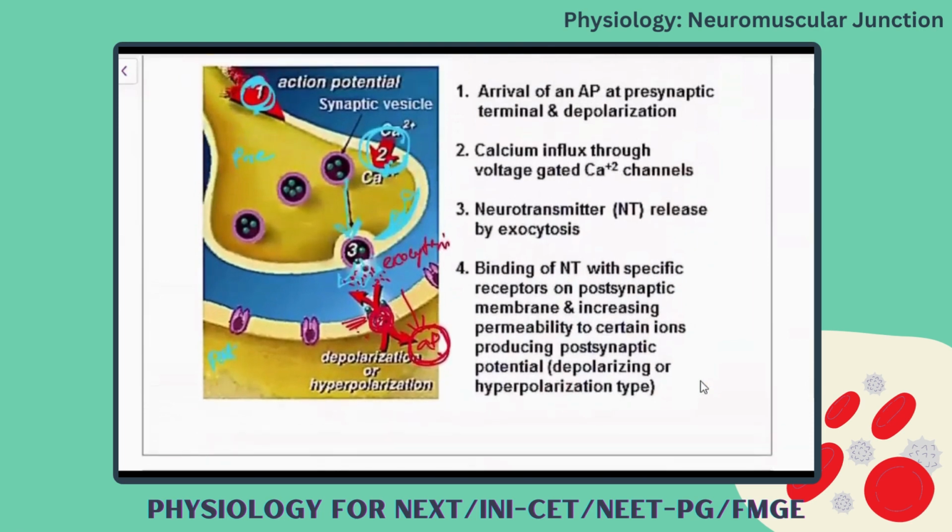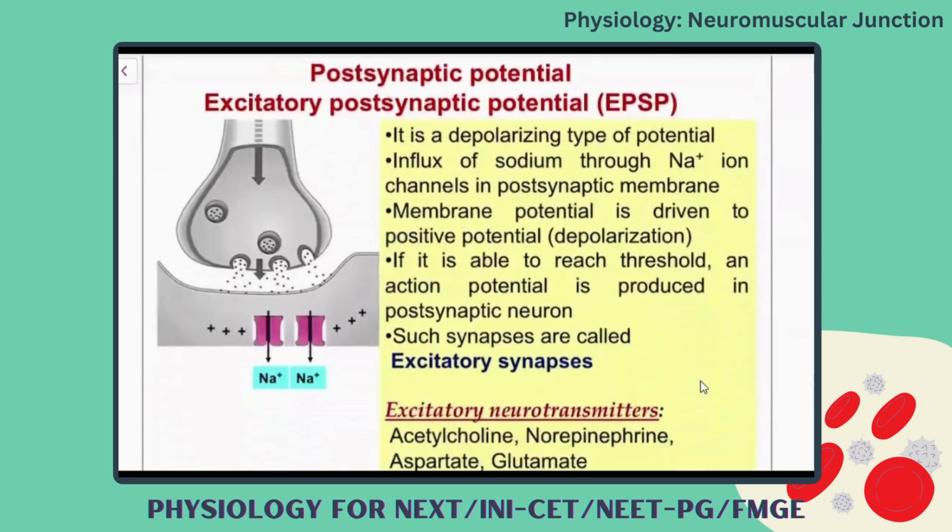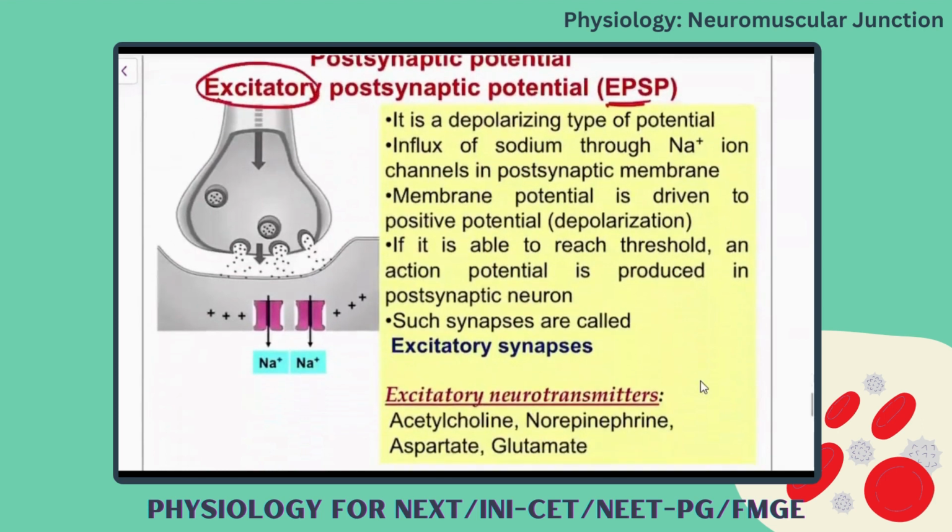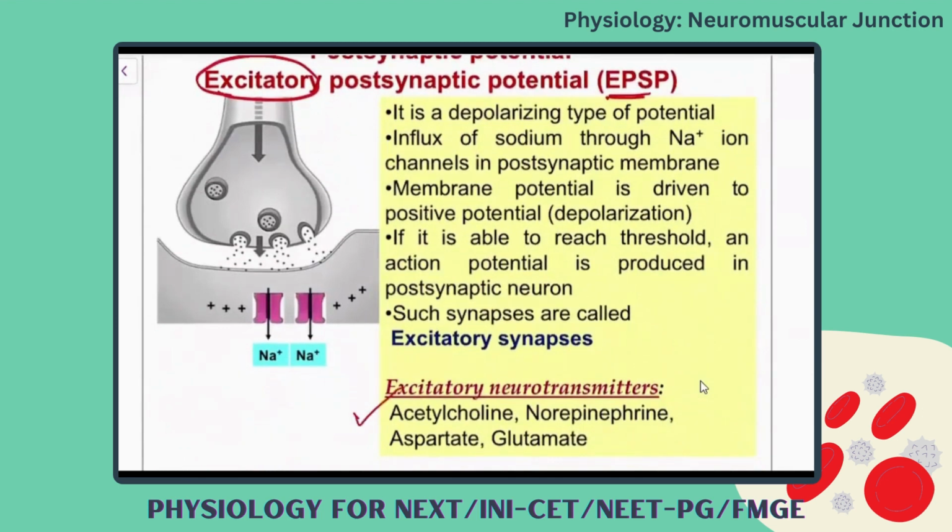Now, in this case we are seeing a neurotransmitter. Depending upon the type of neurotransmitter, excitatory or inhibitory, it leads to an excitatory postsynaptic potential or an inhibitory postsynaptic potential. That is called EPSP if it is excitatory. Some examples are acetylcholine, norepinephrine, aspartate and glutamate. They are the excitatory neurotransmitters, which result in excitatory postsynaptic transmission.